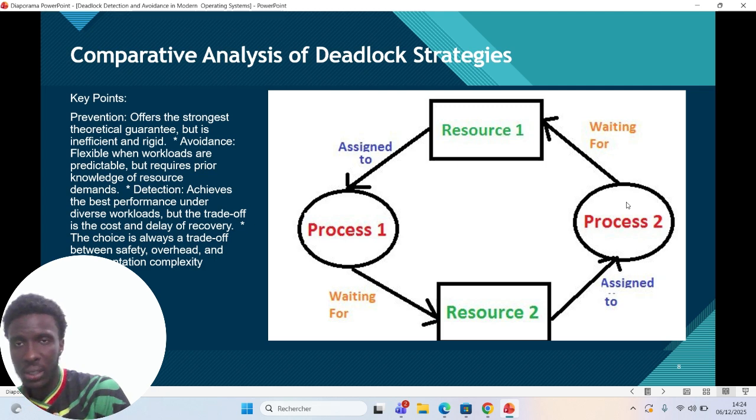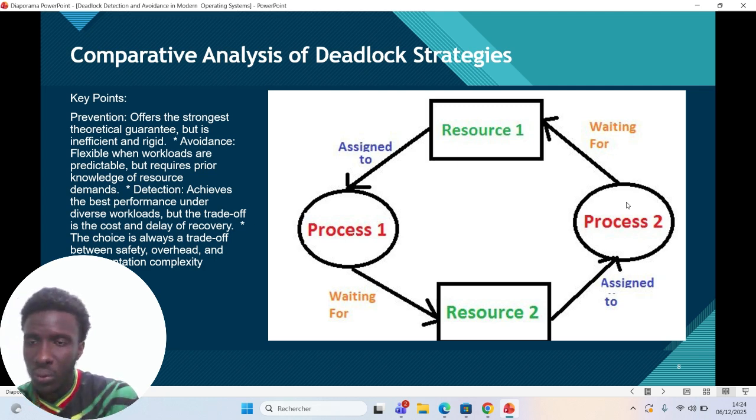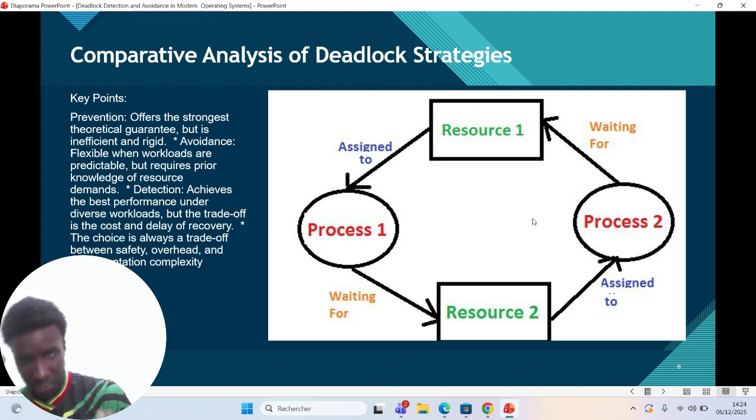For the comparative analysis of deadlock strategies, as you can see from the diagram here, they always choose a trade-off between safety, overhead, and implementation complexity.